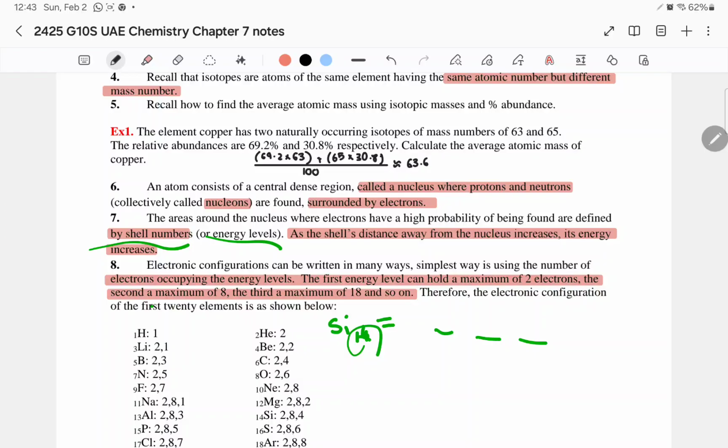The first digit is always going to be 2. You cannot have more than 2 in your first shell. For your second digit, you do 14 minus 2, which gives 12. But any shell after the first cannot hold more than 8. So you write 8 here, and then you do 12 minus 8. How much are you left with? 4. Now when you add them up, they should equal 14. So 2 plus 8 is 10, 10 plus 4 is 14. And that's how you write the electronic configuration of silicon.